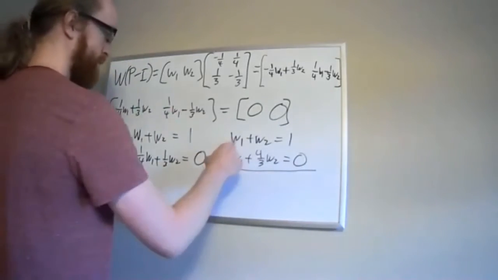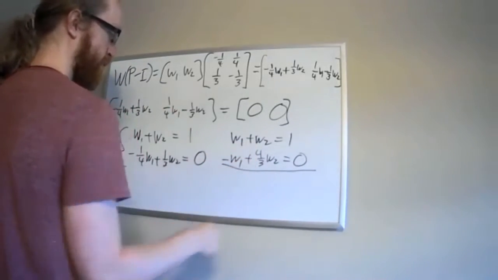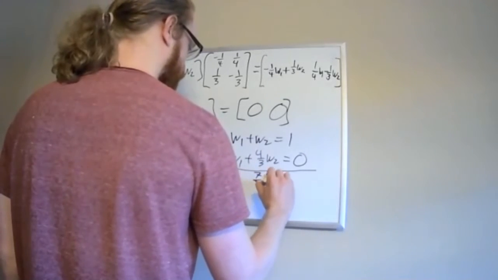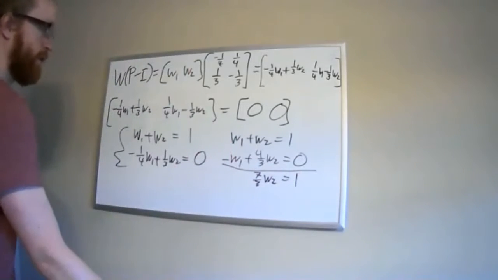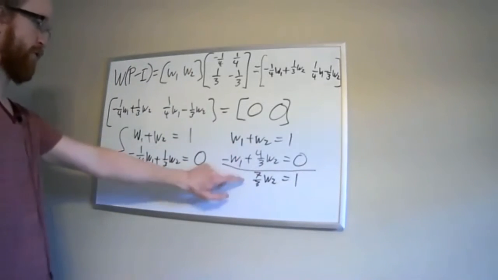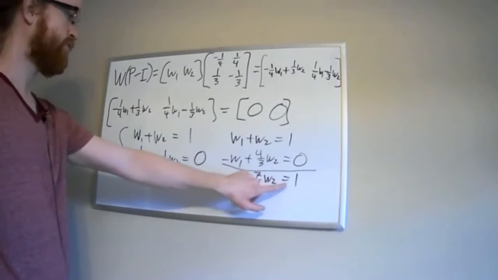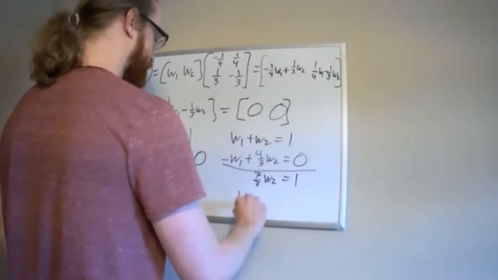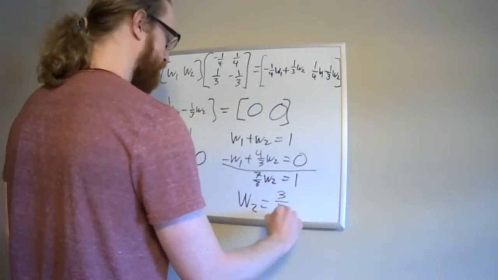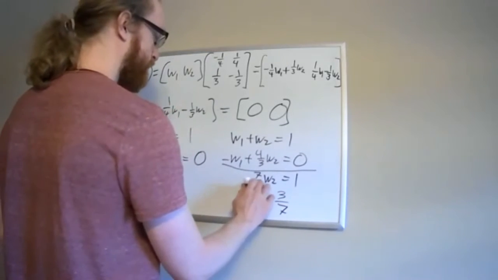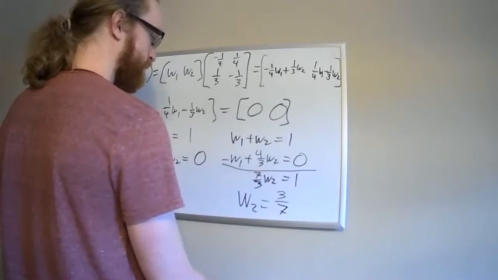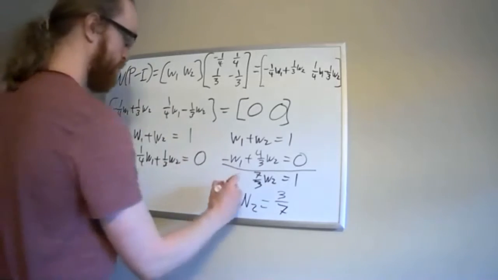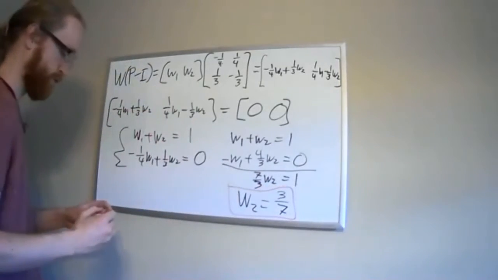And what do I get? Well, these guys cancel, and I'm going to get 1 plus 4/3. That's 7/3 W2 equals 1. Hopefully I did my fractions right. 1 plus 4/3 is 7 over 3 times W2 equals 1. So if I solve this for W2, I'm going to find that W2 equals 3 over 7. I'll divide both sides by 7 over 3. That's the same thing as multiplying by 3 over 7. So W2 is 3 over 7.